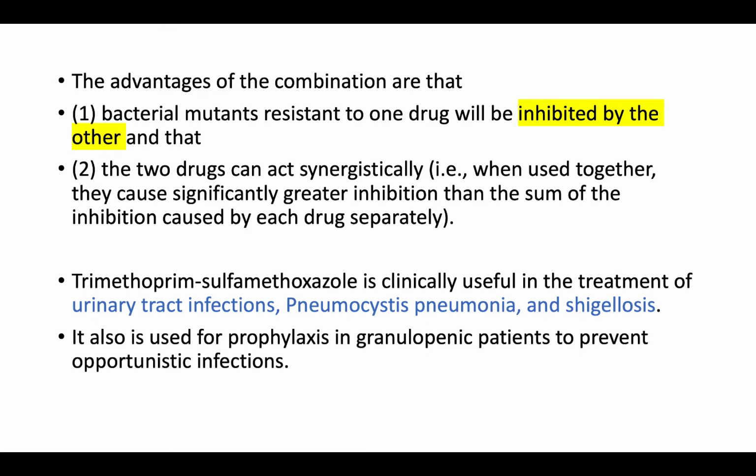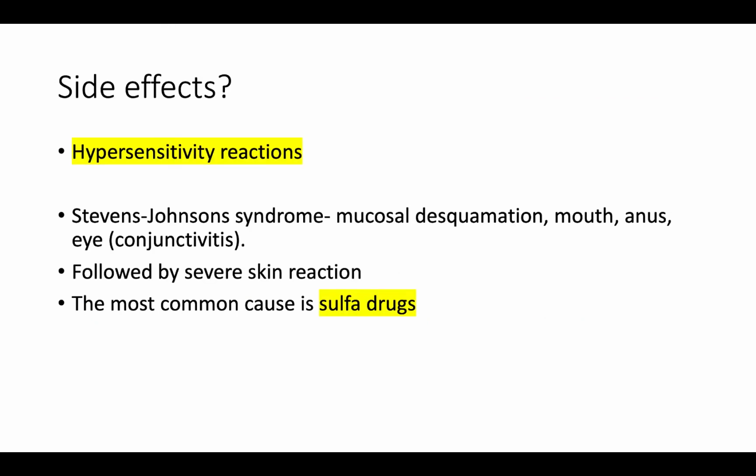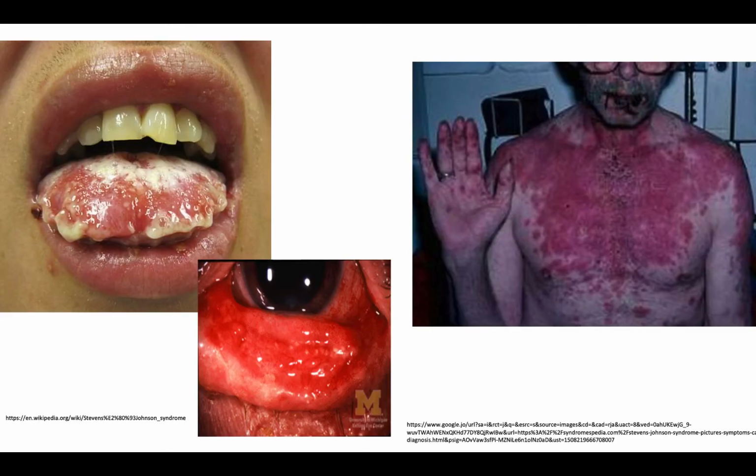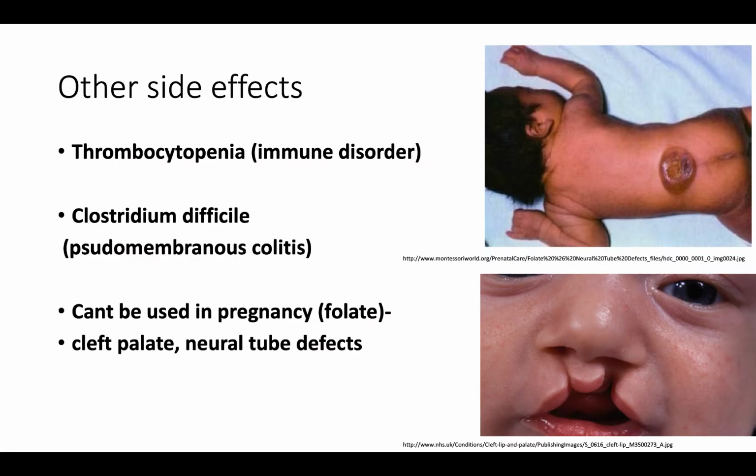حكينا what they are used to treat side effects, hypersensitivity زي ما حكينا, Stevens-Johnson syndrome, severe skin reaction, and the most common cause is sulfa drugs, which is sulfonamides, is one of them. This is a very severe form of Stevens-Johnson syndrome. So you can see it targets the mucous membranes and the skin, and it is actually a dangerous reaction.